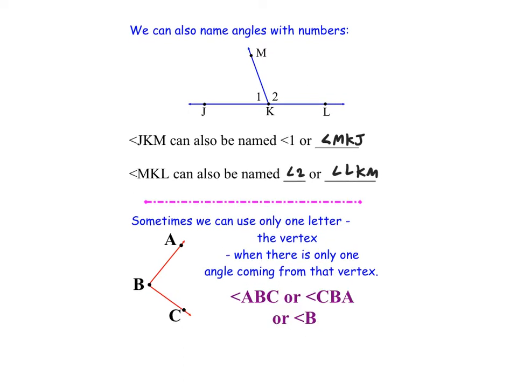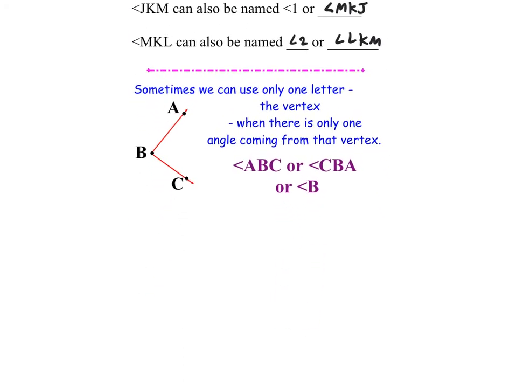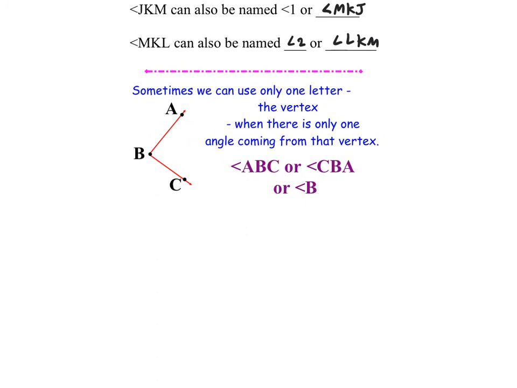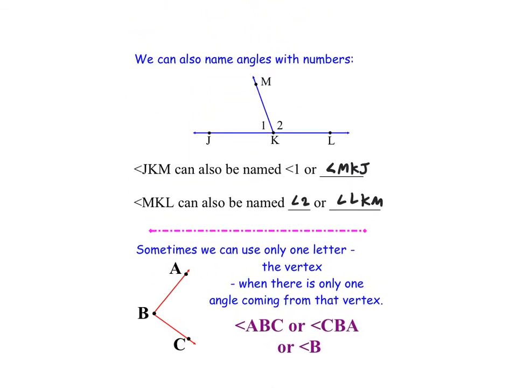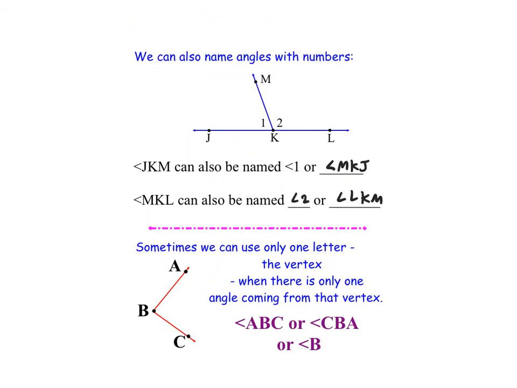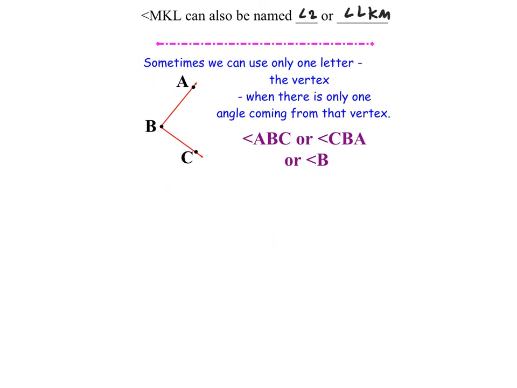In some cases, we can use just one letter to name an angle. That is when there is only one angle coming from a specific vertex. So up here at vertex K, you can see vertex K has two angles coming from it, angle 1 and angle 2. But in the diagram below, angle ABC has only one angle coming from it. It would be this angle noted here. So we could call this angle ABC, angle CBA, or just angle B.